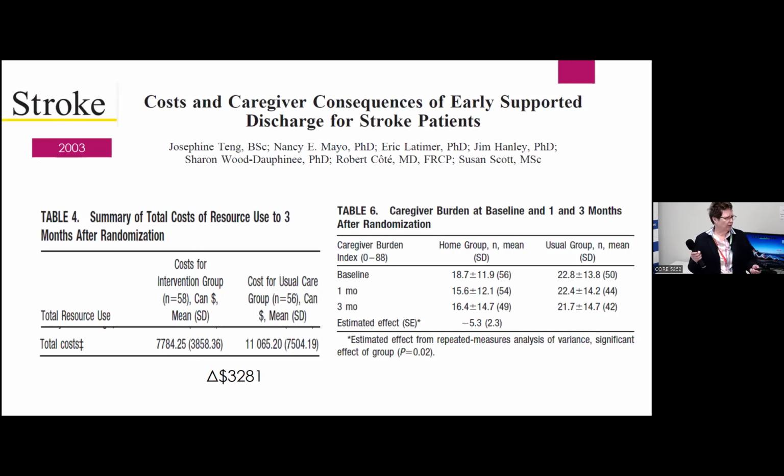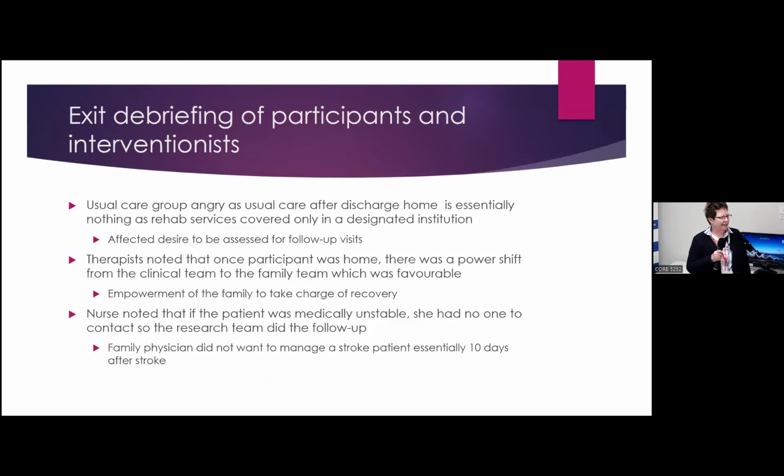So we had to look at the cost and the caregivers. We did find that the costs were much cheaper in the home group, and we did not offload all of the care in the hospital on the caregivers. The caregivers actually worked much better. They felt much better having the patient home. So how does that work? Good thing we did exit debriefing on our participants. And not only did we do that, our participants spontaneously debriefed us on what their challenges were. So the first thing that we found was that the usual care group was angry at us. They were mad at us because they got usual care and usual care was nothing.